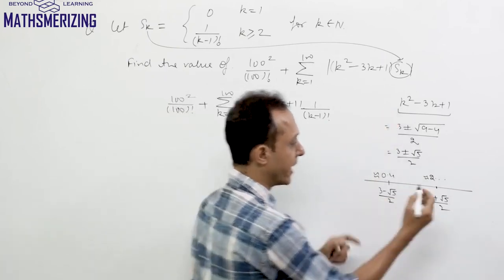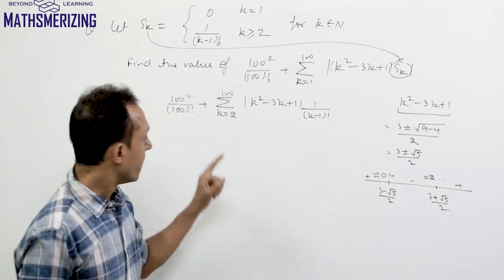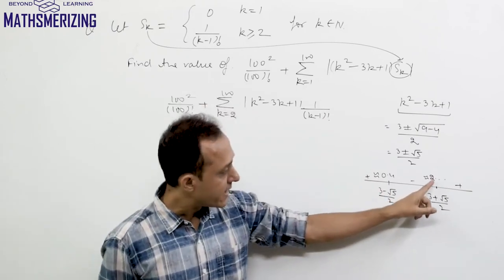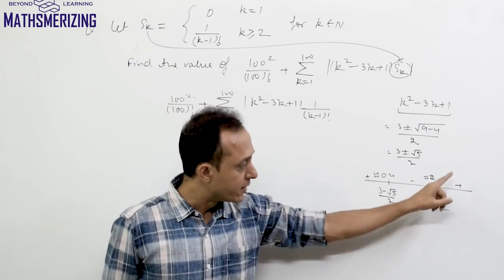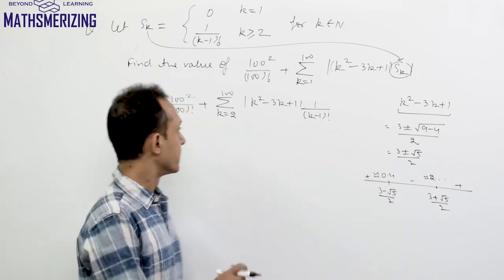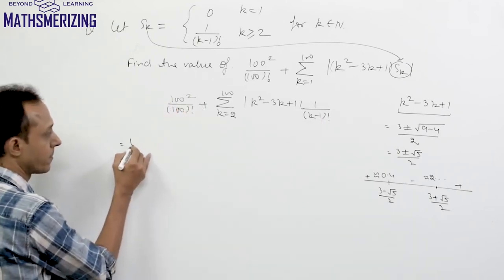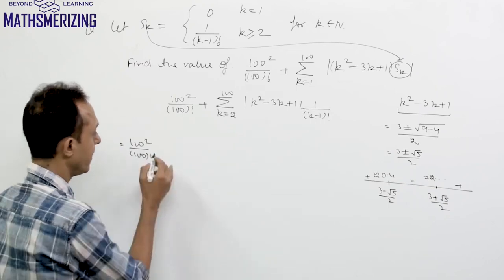So what I know is the sign of the rightmost will be plus, then minus, and then plus. So in this case, when the value of k is less than 2 point something, this expression is negative, and when the value of k is greater than 2 point something, this value is positive. So I'll actually express it as 100 square upon factorial 100.